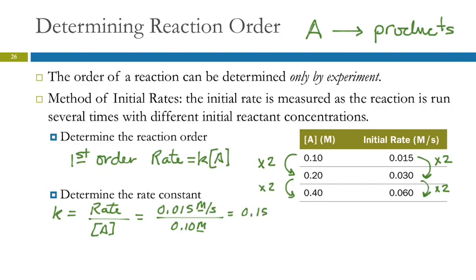What are the units on that? Per second. We could write that as 1/s, which can be a little confusing, or we can say 0.15 s^-1. So that's the rate constant for this particular reaction under those particular conditions. Questions?